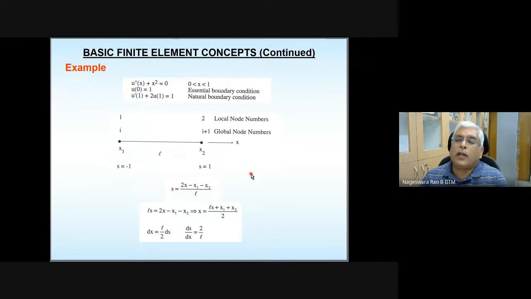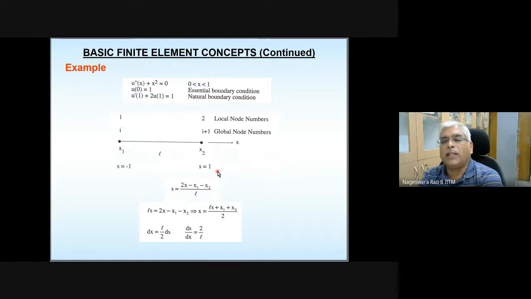Now I want you to do a small algebraic manipulation. Please make a note of this. x equal to x1 corresponds to s equal to -1. x equal to x2 corresponds to s equal to 1.